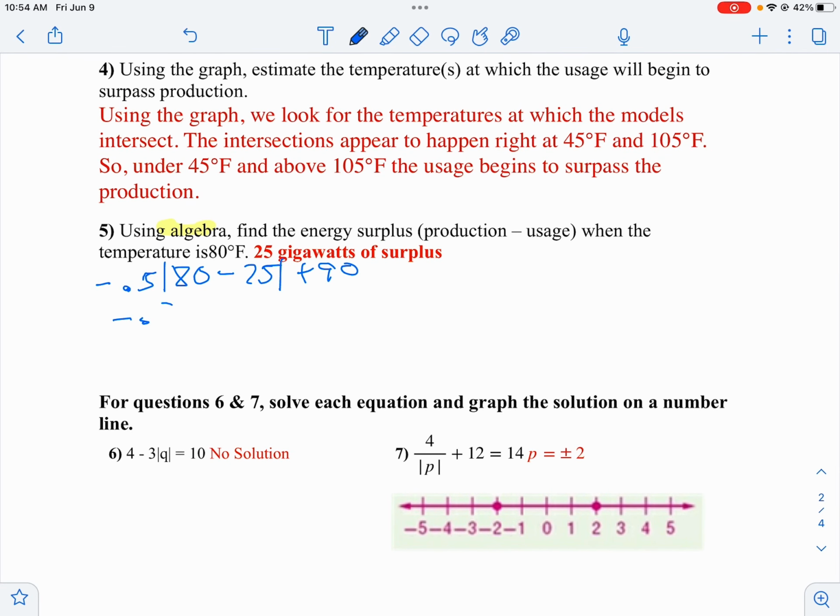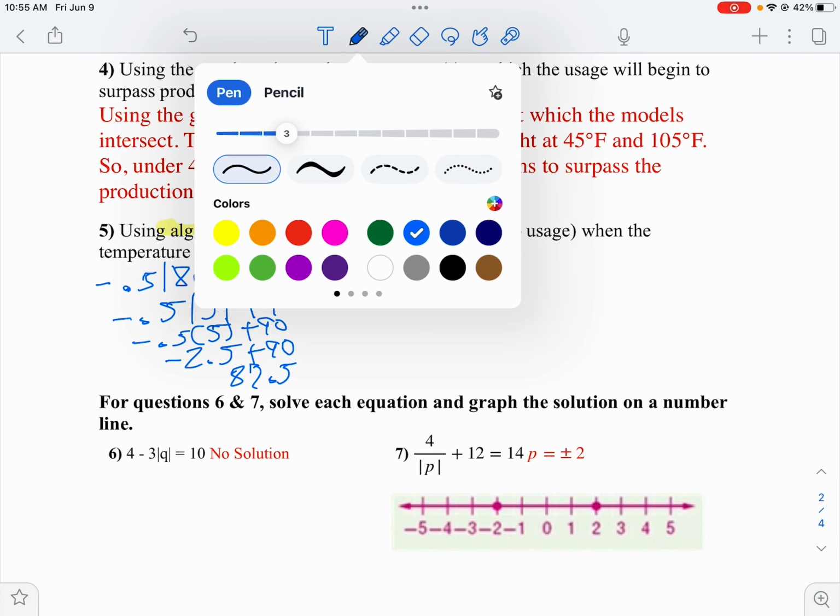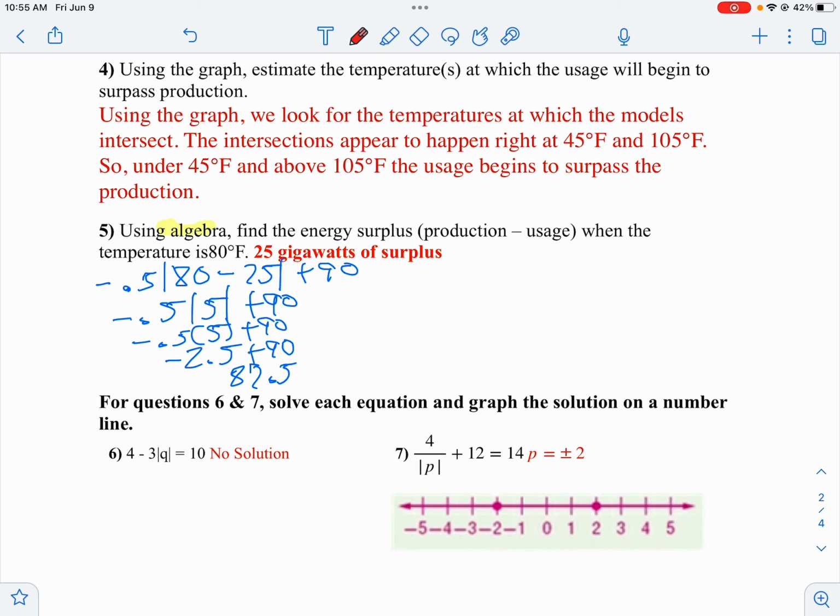80 minus 75 is 5. And then the absolute value of 5 is 5. And so we get negative 2.5 plus 90, which would be 87.5. Now, I will do usage in red.